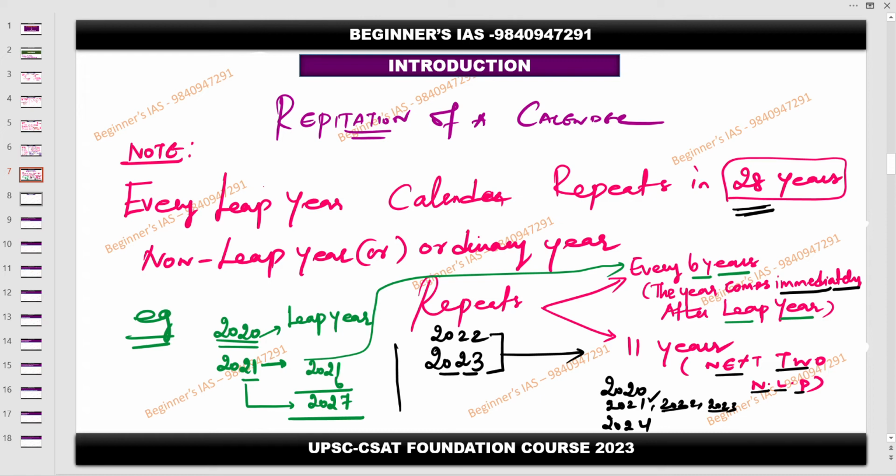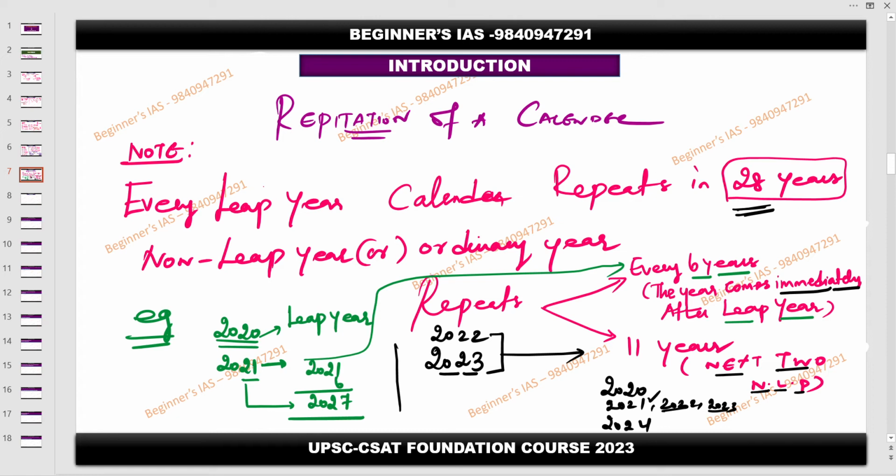So the second part, please. Can you explain the 11-year part, please? The 11-year part is simple. My kind request is, while I am explaining, please look at the screen. It's my obligation to everyone. So listen carefully. Look at the screen. That is very important.